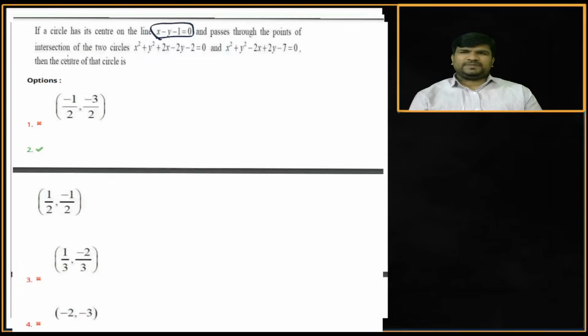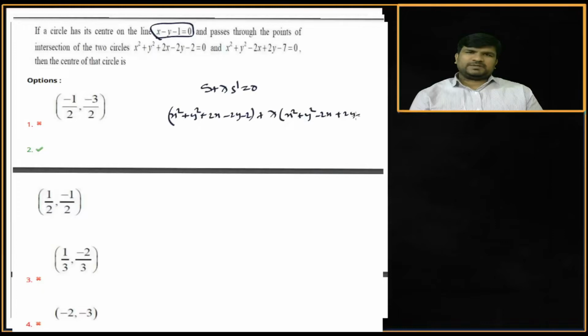Generally, the equation of a circle passing through the point of intersection of two circles is S plus lambda S dash equals 0. S means our first circle, that is x square plus y square plus 2x minus 2y minus 2, plus lambda times the second circle, x square plus y square minus 2x plus 2y minus 7 equals 0. From this one we have to find the center.